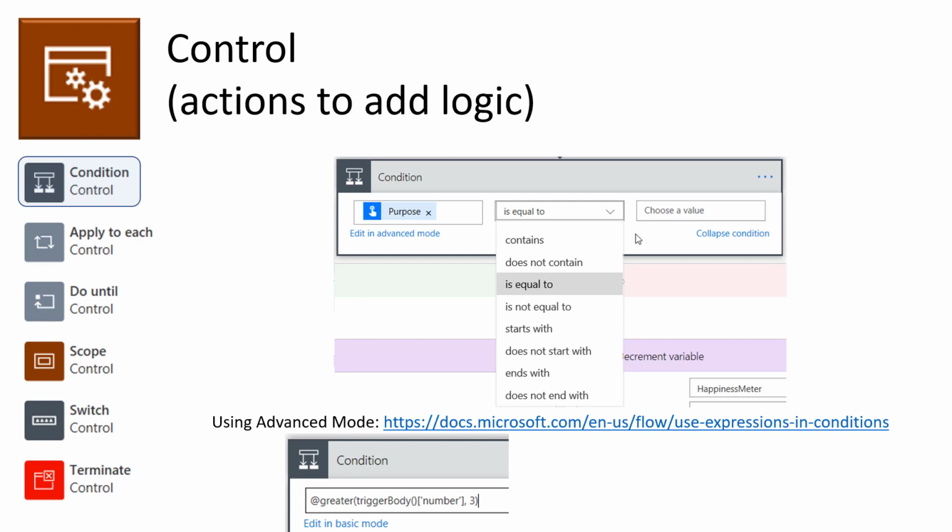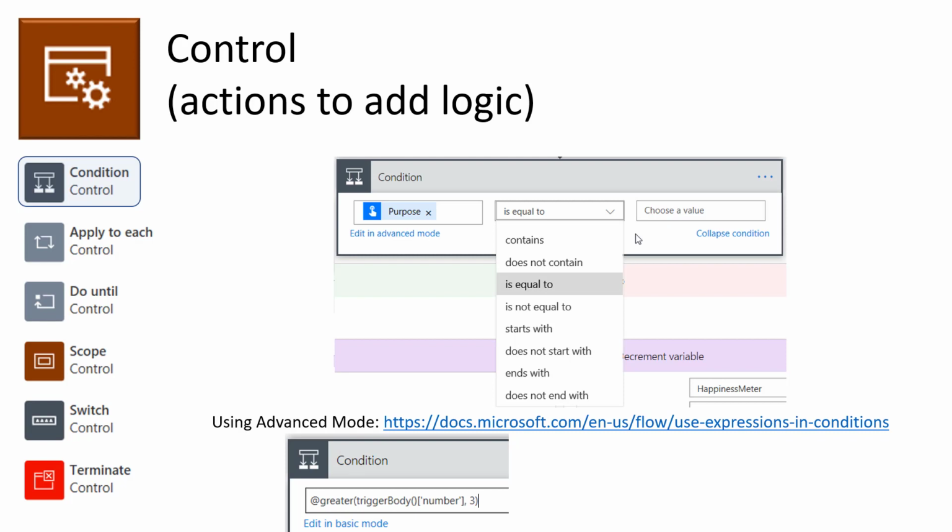And you'll find that when you go to add an action in Flow, this is at the top of the list of popular actions, so it's still easy to get to. You don't have to go to control and then condition. But basically a condition lets you test something to be true or false.